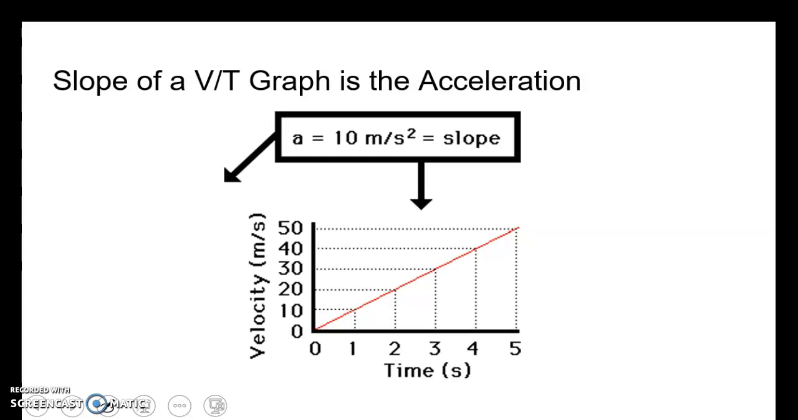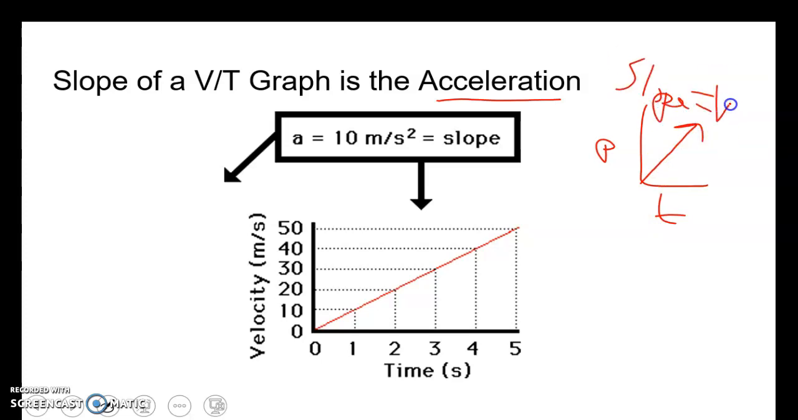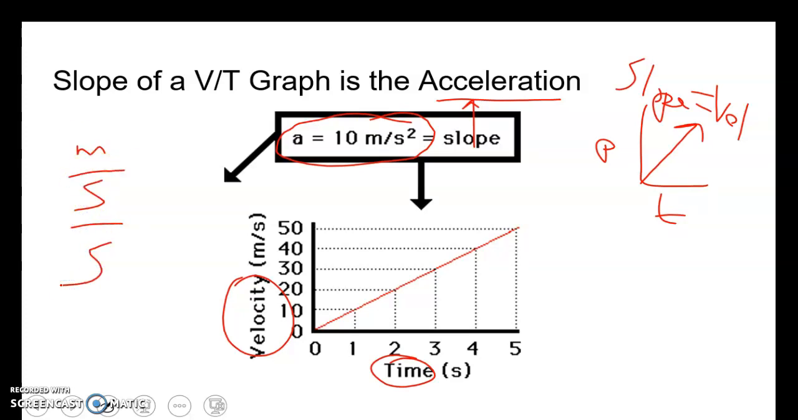So, what does the slope of a velocity time graph tell us? It tells us the acceleration. Recall, position time graph, slope is the velocity. In a velocity time graph, the slope is the acceleration. And think about units. Change in velocity would be in meters per second. Change in time would be in seconds. Meters per second over seconds gives meters per second squared. So the slope of a velocity time graph is the acceleration.